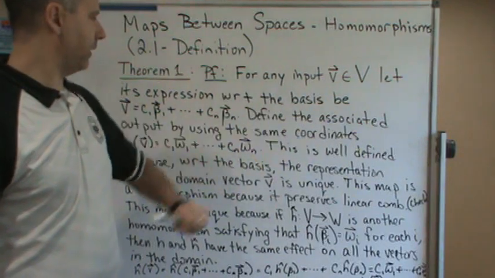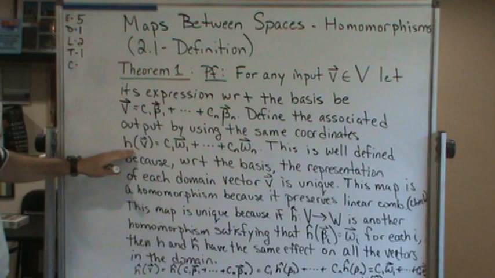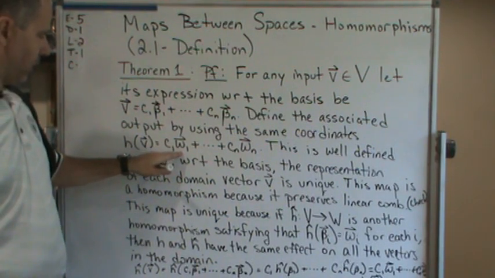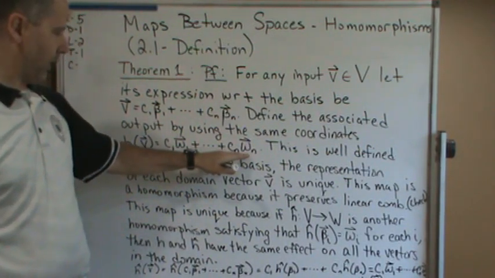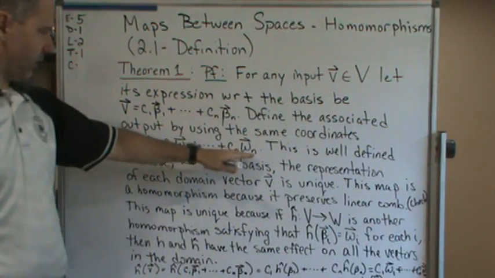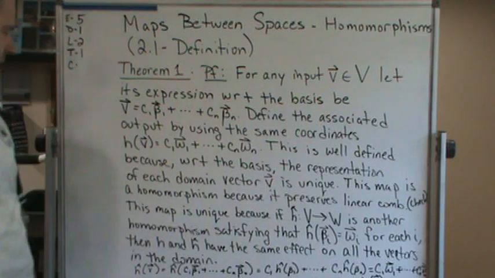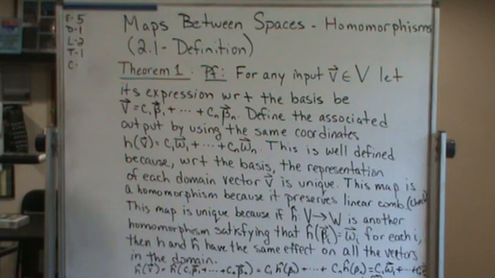Then we're going to define the associated output by using the same coordinates. We're going to call this h of v. And so we're going to have c1 w1, so vector w1, all the way through c sub n and vector w sub n. And so this is a linear combination for the outputs, right? Now this is well defined because with respect to the basis, the representation of each domain vector v is unique. Okay, so it is well defined.